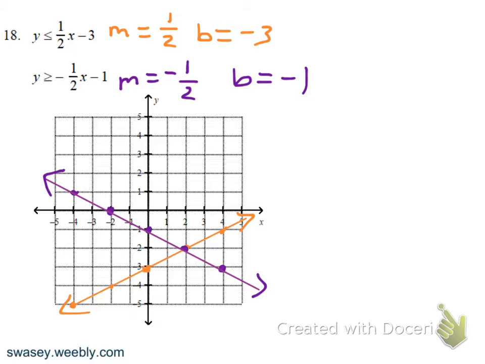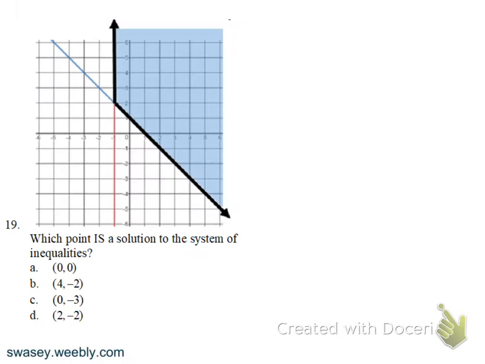Now thinking about shading, for the first one we're shading below. The second one we're shading above. So this region in here will be shaded twice. That's our solution set. All right, and in here we're just looking for the point that is a solution to the system.